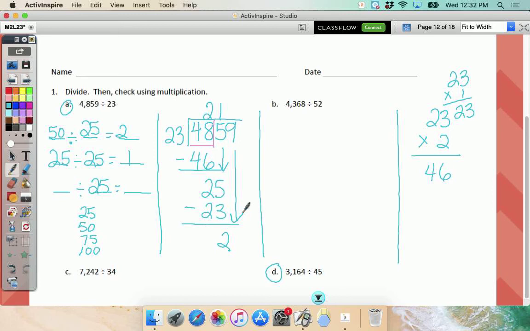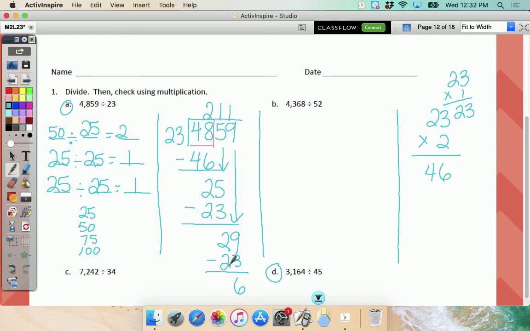Preston, which number is closest to 29 without going over? 25. So are we going to use another 1? We sure are. Now, some kids accidentally make this mistake. Instead of writing a 23, they accidentally write the 25 there. So go through and double check and make sure you didn't accidentally write a 25 anywhere.